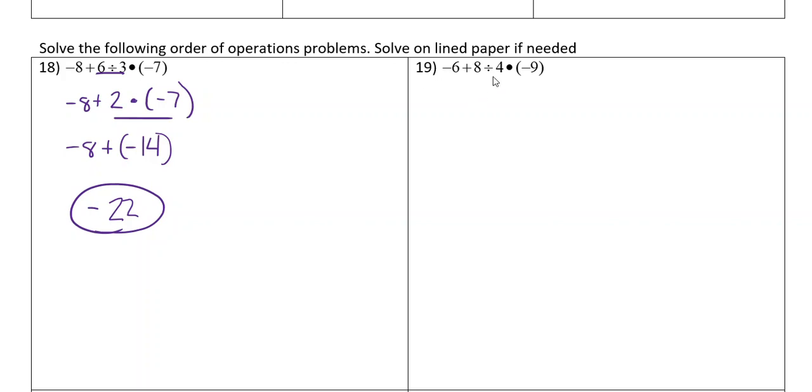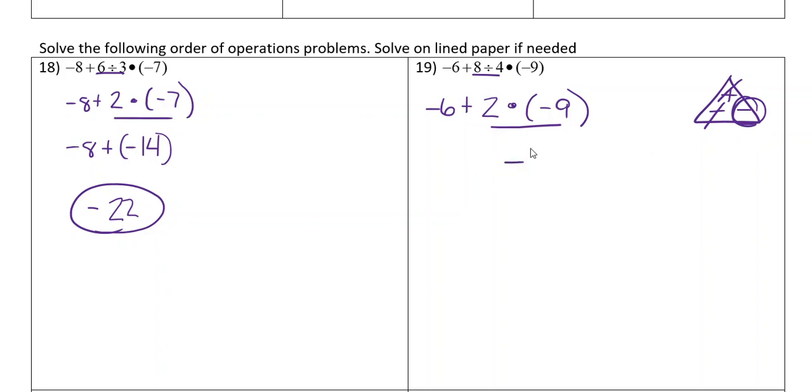So for number 19, you need to do the division first. So 8 divided by 4 would be 2, plus negative 6 out front, times negative 9 in the back. According to GEMDAS, I have to do the multiplication next. 2 times negative 9. If you need the triangle, do it out to the side. A positive times a negative gives me a negative solution, so this will be negative 18 plus negative 6.